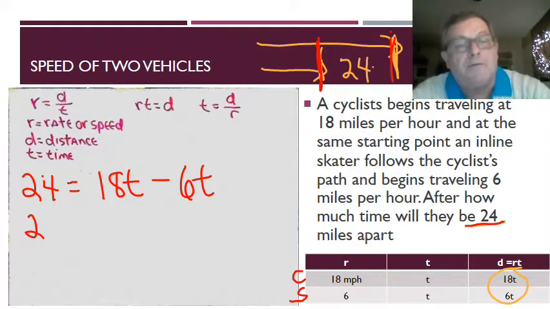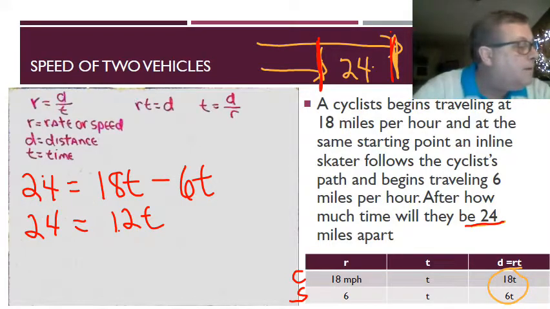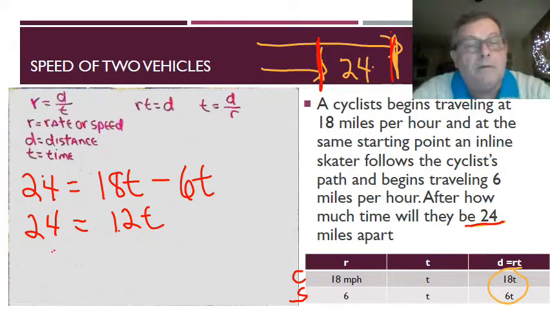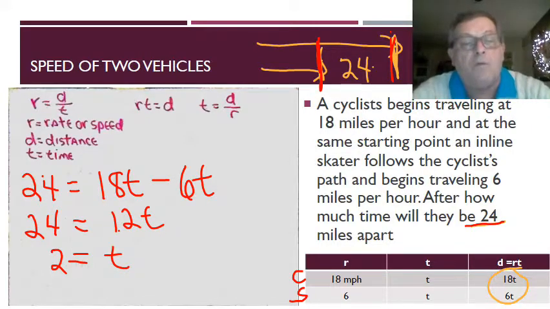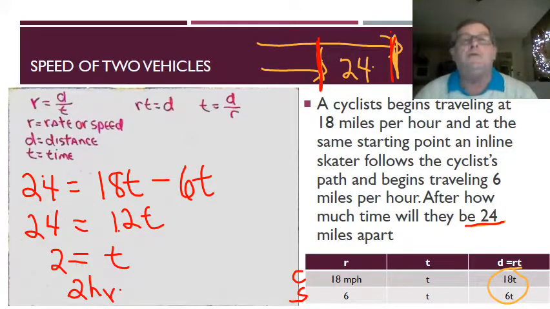So to solve this, now I go 24 equals, well, 18 minus 6 is 12T. I divide 24 by 12. And in 2 hours, the cyclist traveling at 18 miles per hour and the inline skater traveling at 6 miles an hour, in 2 hours, they will be 24 miles apart. A little different twist on this particular problem, solving the speed of two vehicles.